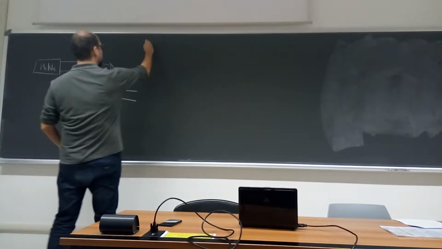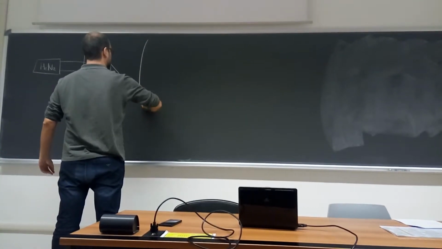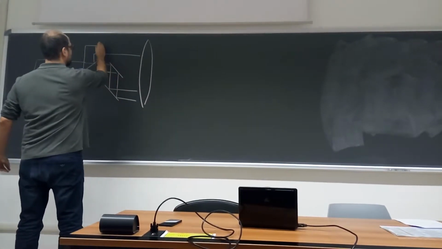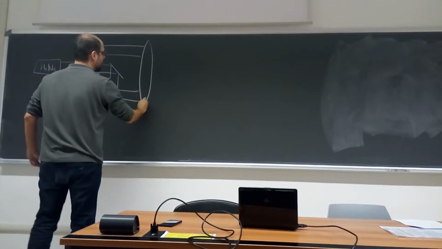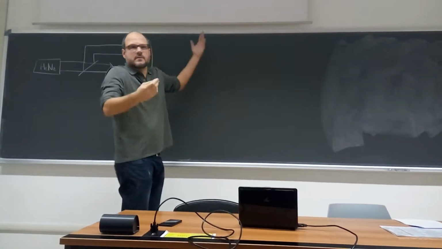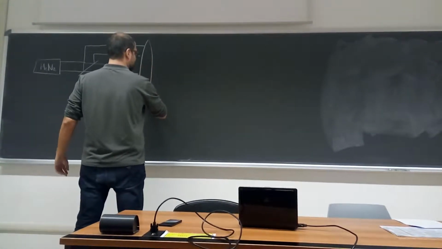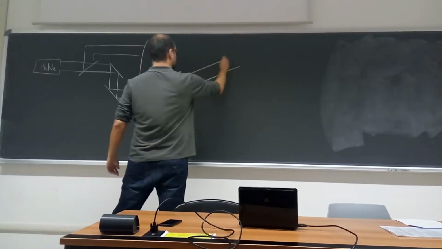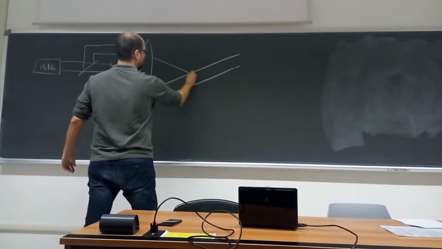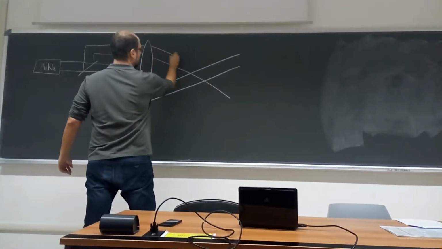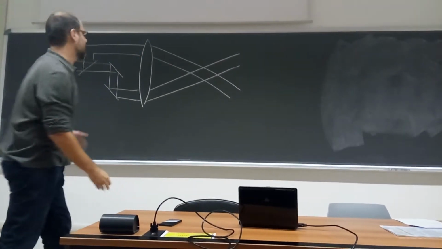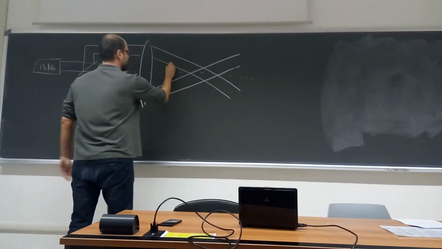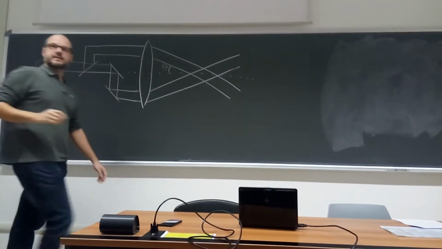Then we have a lens. So we have two beams. These two beams are focalized in one spot of the space. So we have something like this. This is the optical axis of the system, and this is an angle theta.